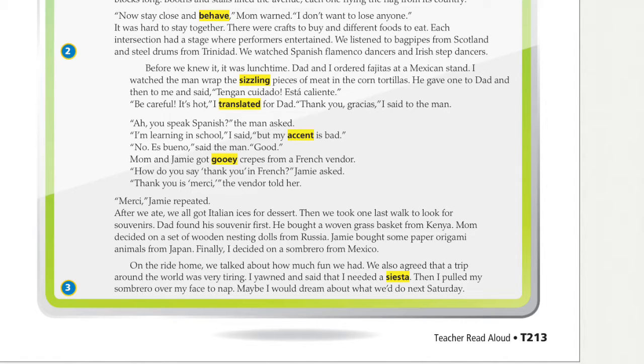"Aha, you speak Spanish," the man said. "I'm learning in school," I said, "but my accent is bad." "No, es bueno," said the man. "Good." Mom and Jamie got gooey crepes from a French vendor.